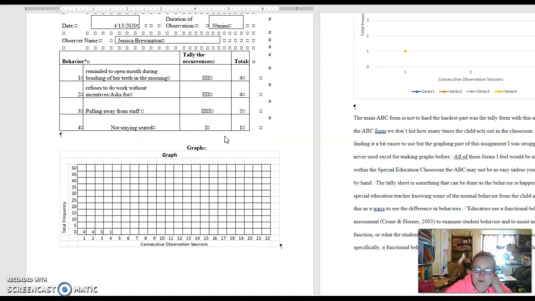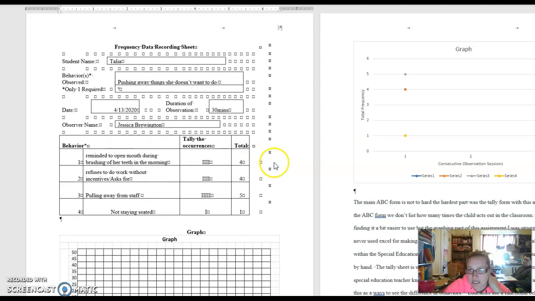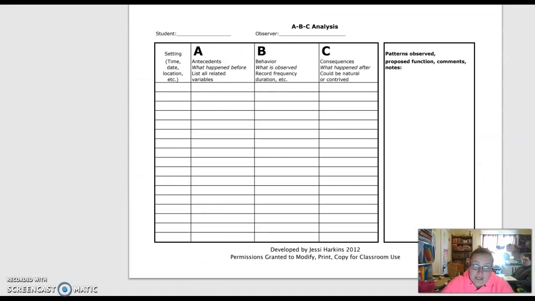Looking at our frequency data reporting sheet. This is a great way with the graphs as well, incline or decline in the child's behavior. We can choose the behavior that we know that the child is struggling with, tally how many times this has occurred. We use one of the behaviors. There might be multiples that may be seen and can then be recorded by an adult.